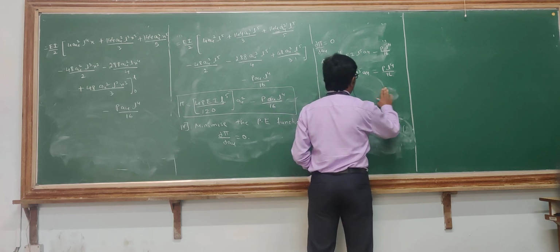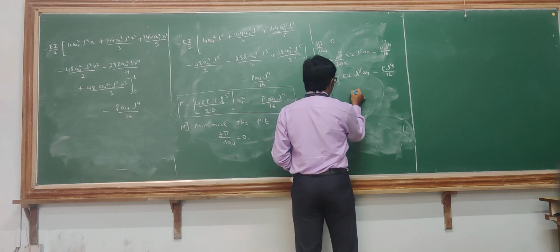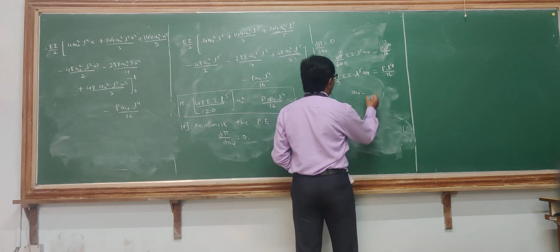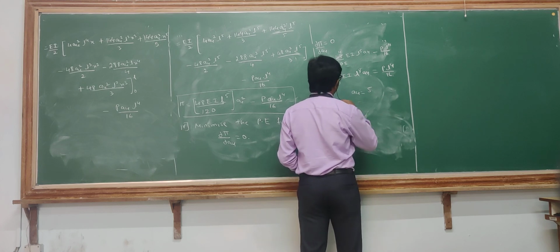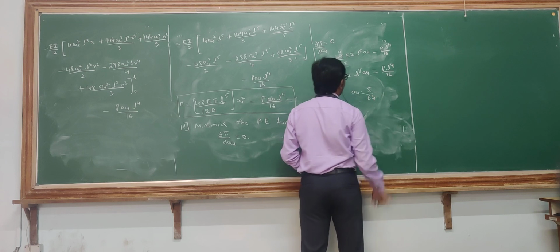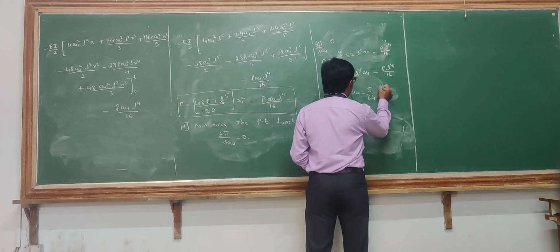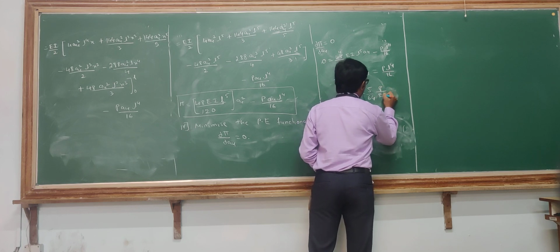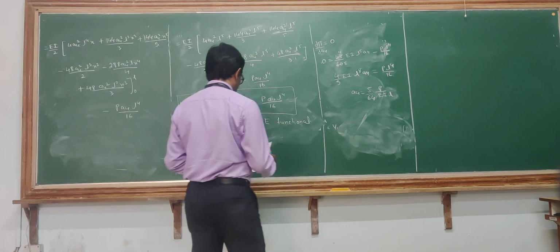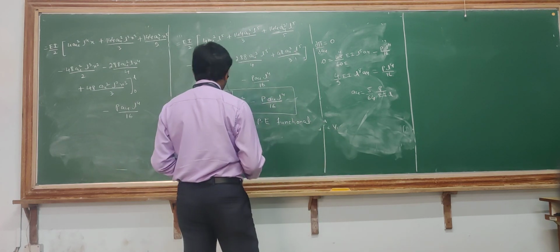So what your answer will be? A4, so this gets cancelled here. So A4 will be equal to 5 by 16 fours were 64, 5 by 64 P upon EIL. So A4 is 5 by 64 P upon EIL.